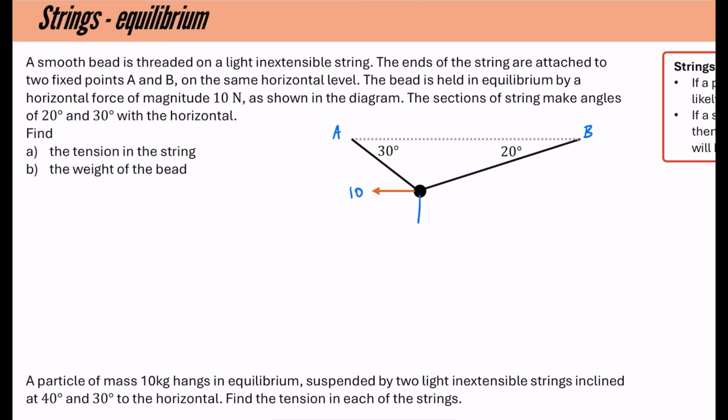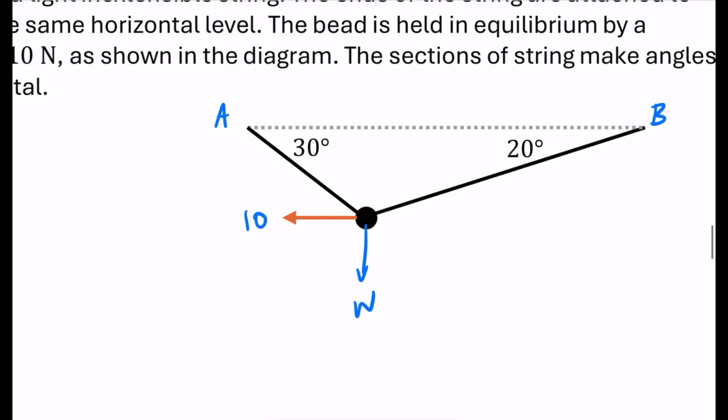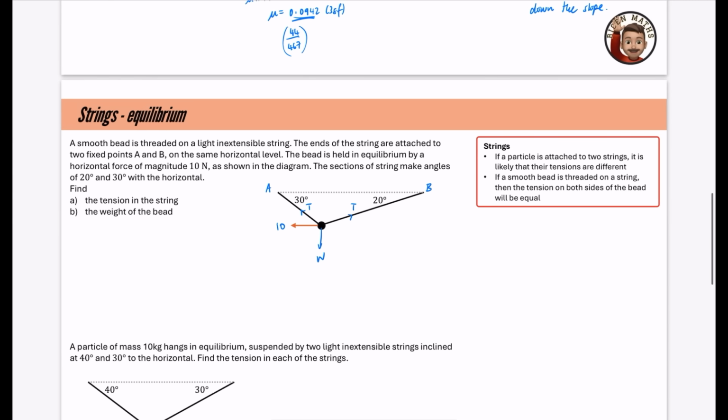Okay, so I'm going to add to the diagram that we've got some weight. And the tension from the perspective of the bead, it feels like the string is pulling it in this direction and in this direction. You'll notice I've used letter T for both of them because it's exactly the same tension, because it is a smooth bead threaded on a string.